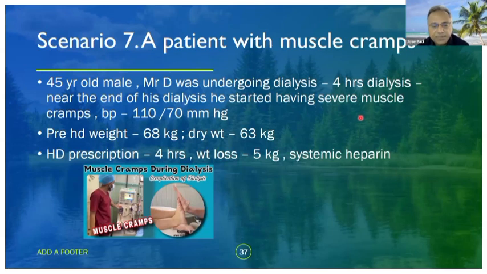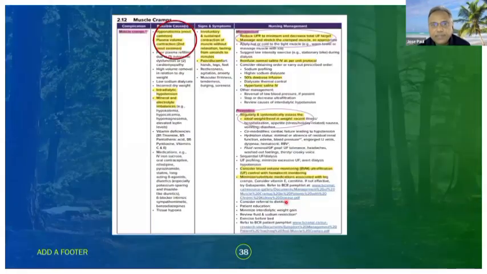His pre-dialysis weight was 68 kilos, and his dry weight was assessed about 1 week back. It was fixed at 63 kilos. And he had a hemodialysis prescription of 4 hours dialysis. Weight loss was targeted around 5 kilos with systemic heparin. So this is one of the most common complications of dialysis which can happen in a dialysis unit. I am sure that everyone will be dealing with at least 1 or 2 muscle cramps in a very active dialysis unit. So the causes of muscle cramps, just follow the highlighted areas and those in the circles.